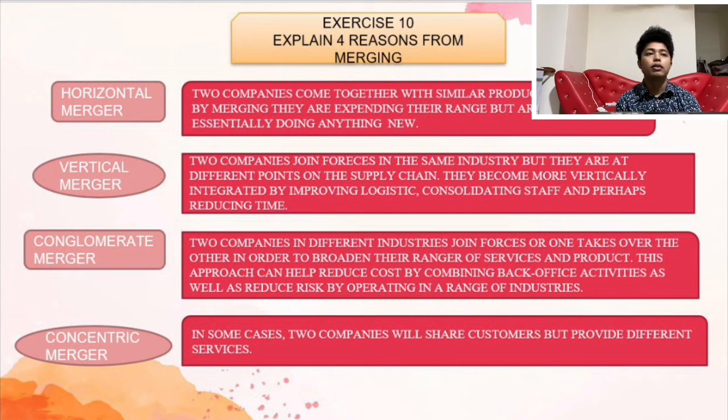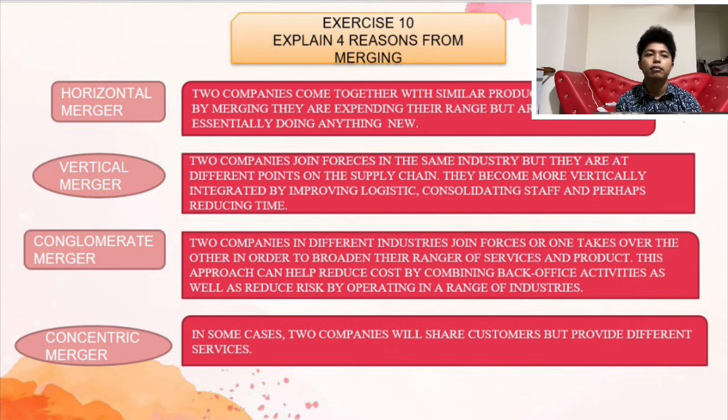The third is conglomerate merger. 2 companies in different industries join forces, or one takes over the other, in order to broaden their range of services and products. This approach can help reduce costs by combining back office activity as well as reduce risk by operating in a range of industries.